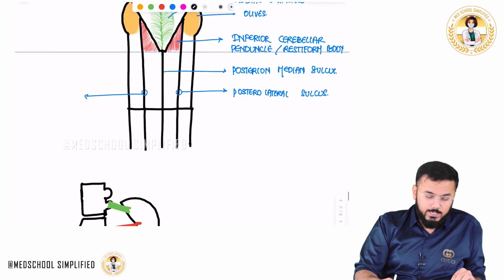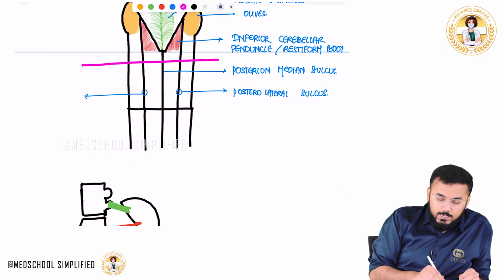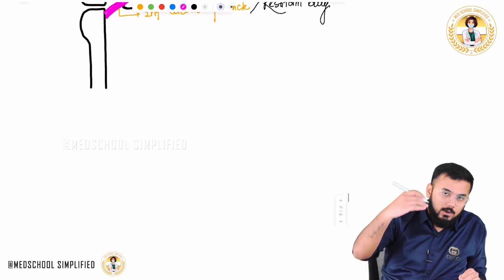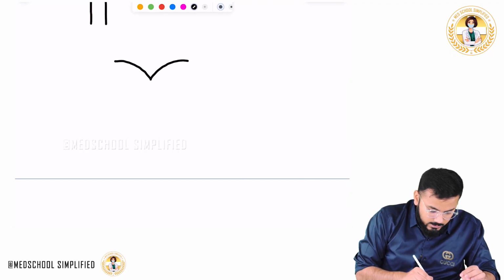Now what we shall do is, so these are the structures. Now we shall cut down the medulla oblongata like this and look from the top. Okay, so when we cut down the medulla oblongata, this is how it looks.